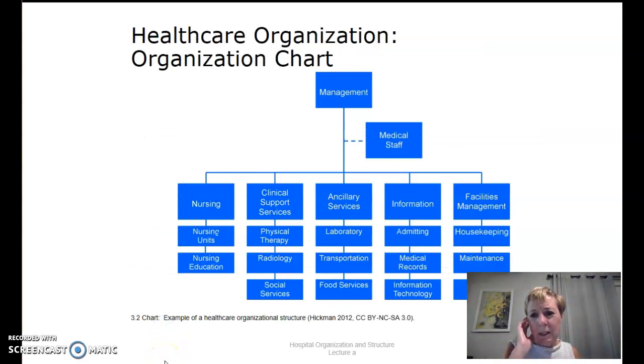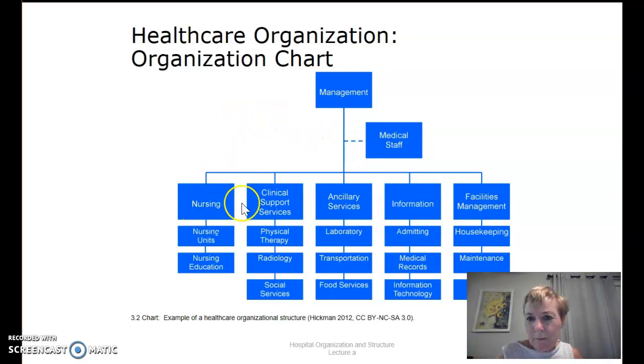Here's an example organization chart. It's not the best one, but when they say management up here, that includes the board of directors way up here at the top, and then you've got your CEO, your chief executive officer, and you have your medical staff. And notice how the medical staff is out there all by themselves. Remember, that's because medical staff have their own bylaws and their own organization. And they're melded in with that hospital, but they're also standing there because they provide the medical services.